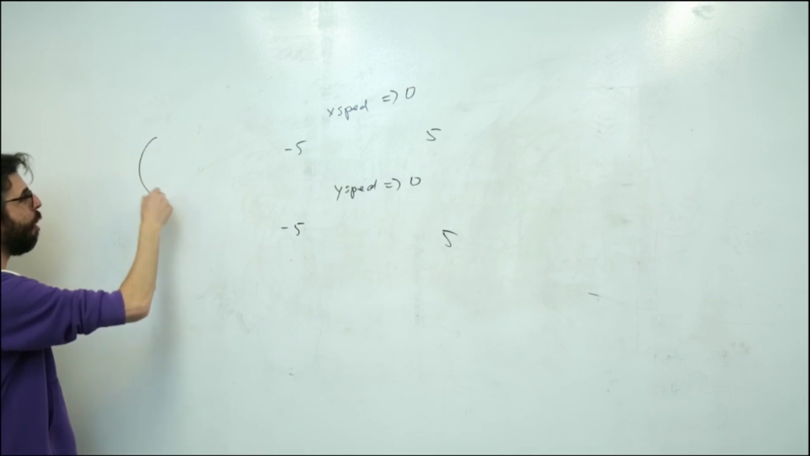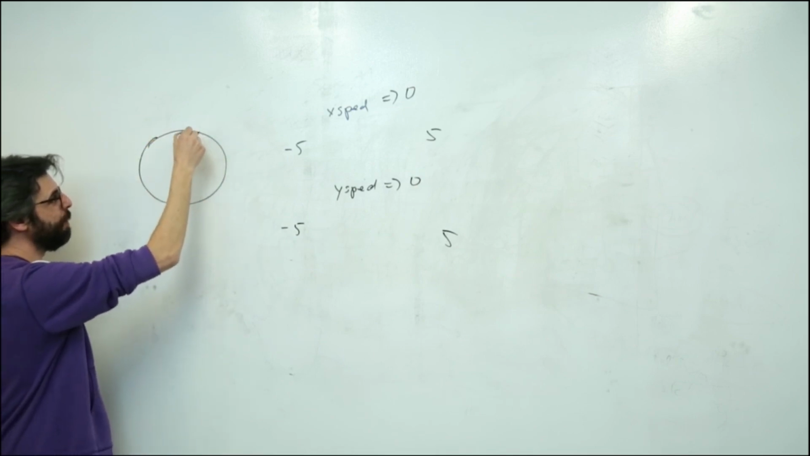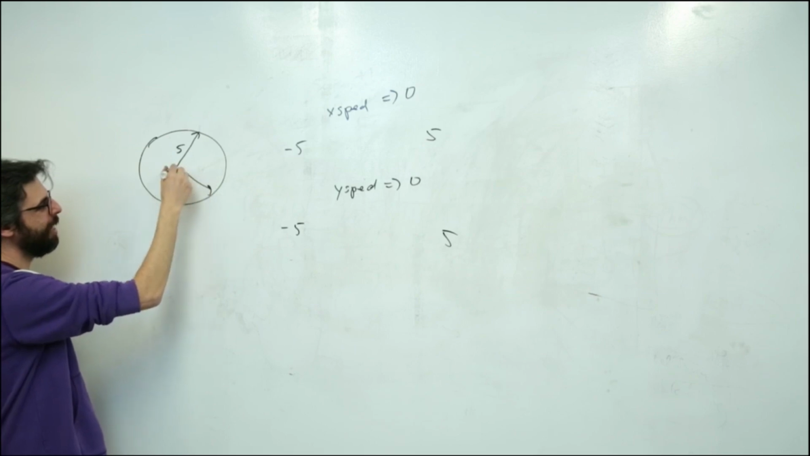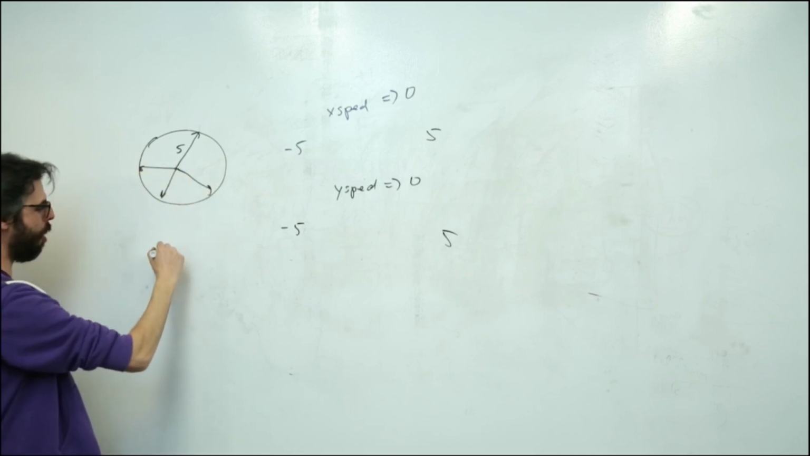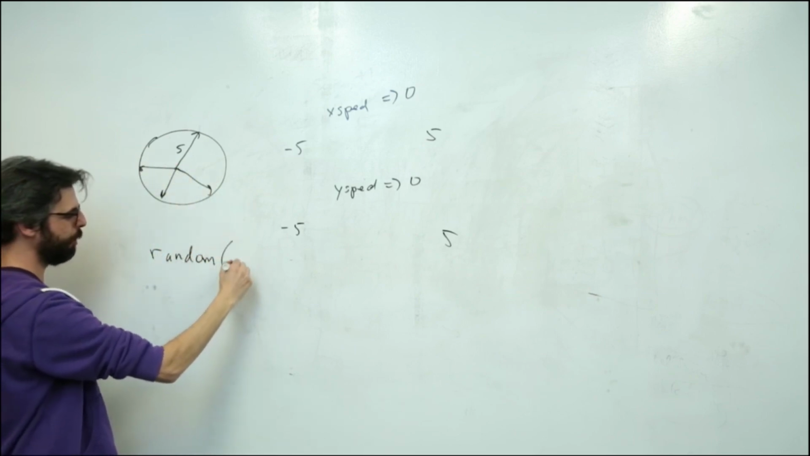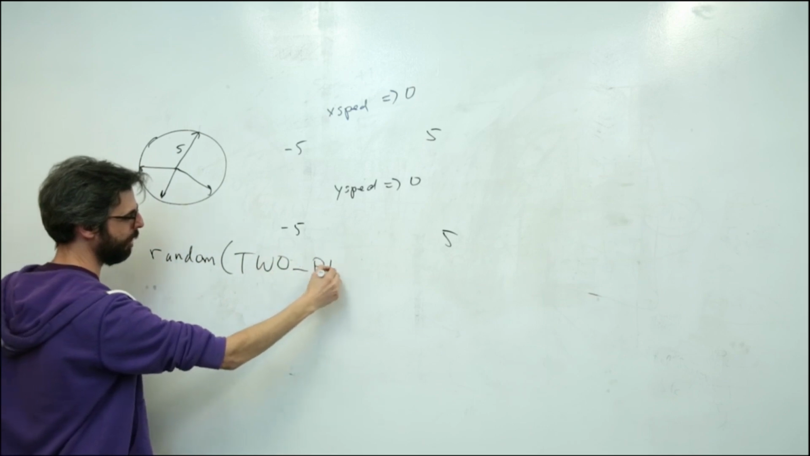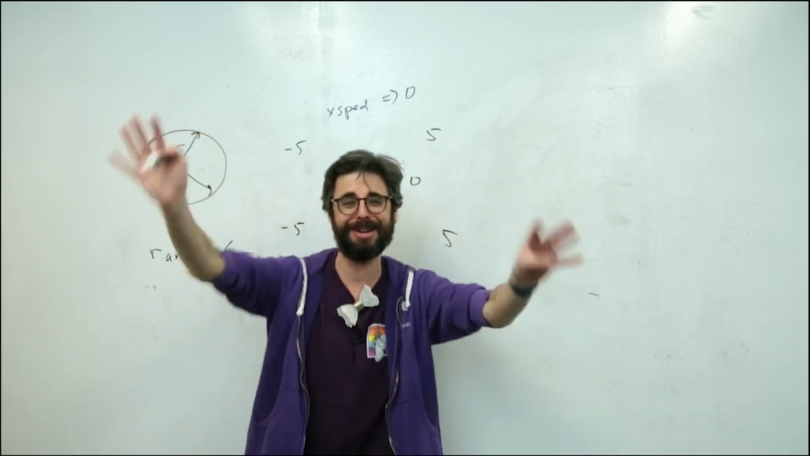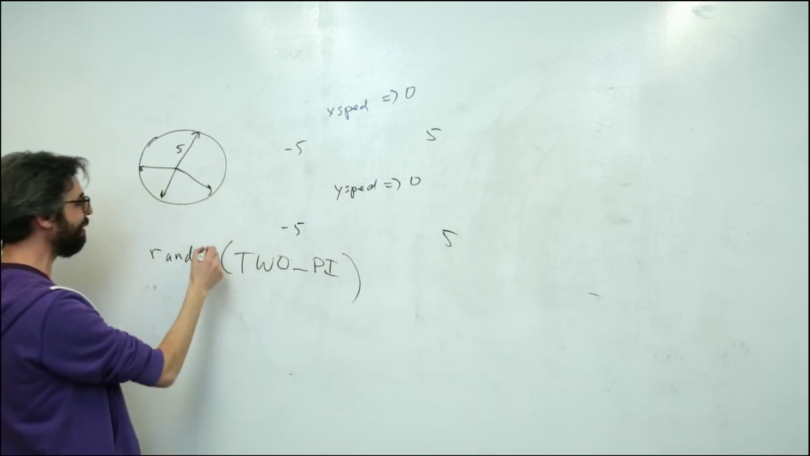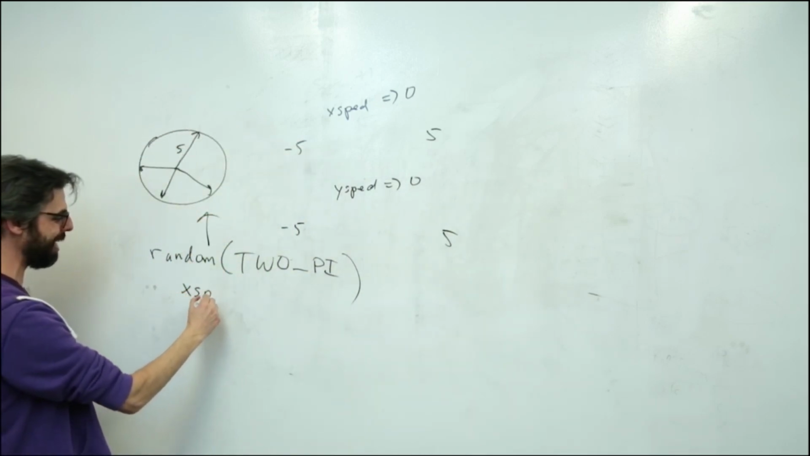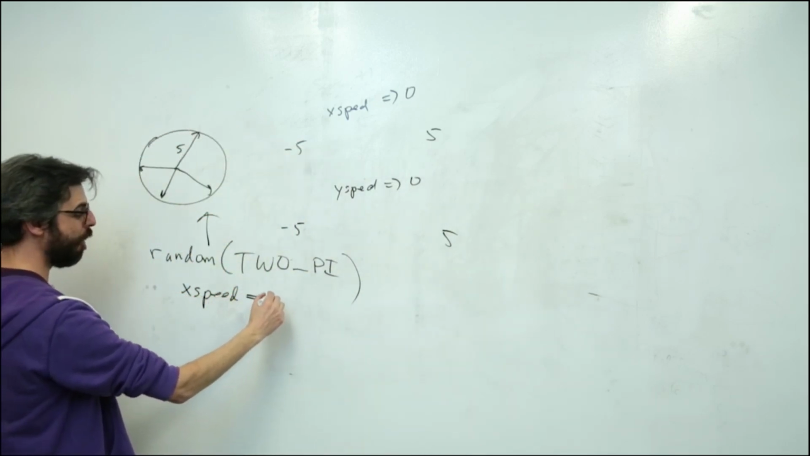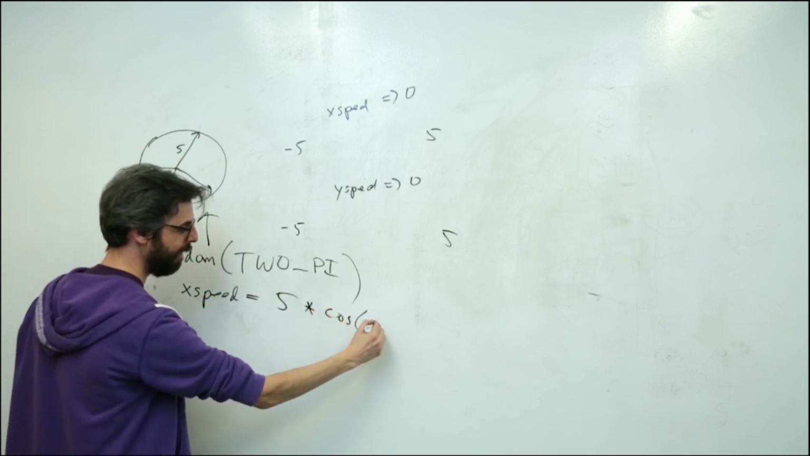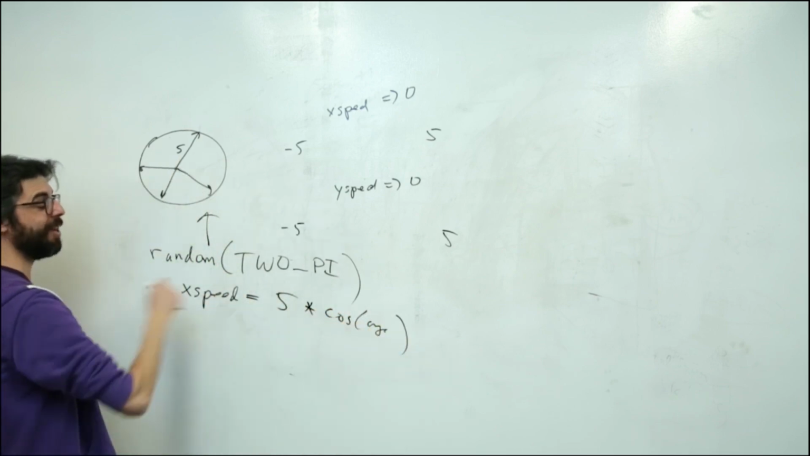What I actually want is to pick a random speed that's always maybe going 5, but is just in a random direction. So what I really want is a random angle between 0 and 360, or between 0 and 2 pi. And I have this other video called Polar Coordinates. You can go look that up right now. Because if I pick a random angle, I can then say x speed equals whatever speed I want, like 5 times cosine of that angle, and y speed is 5 times sine of that angle.